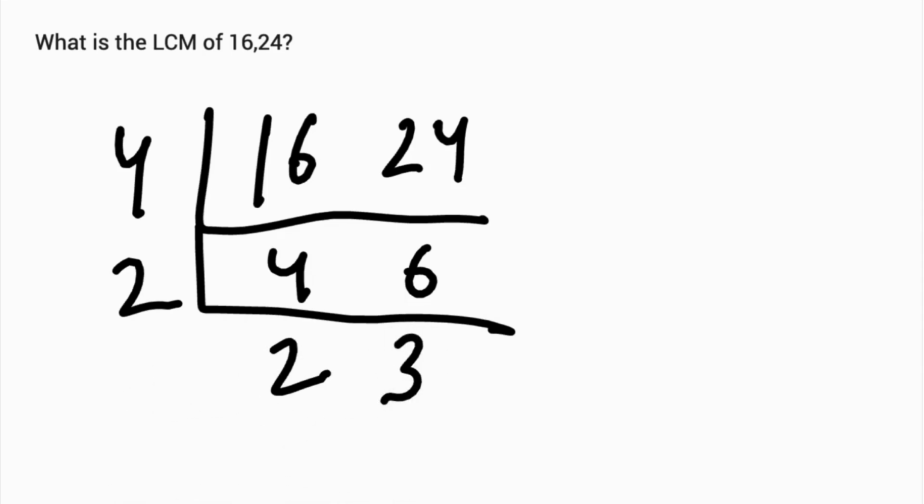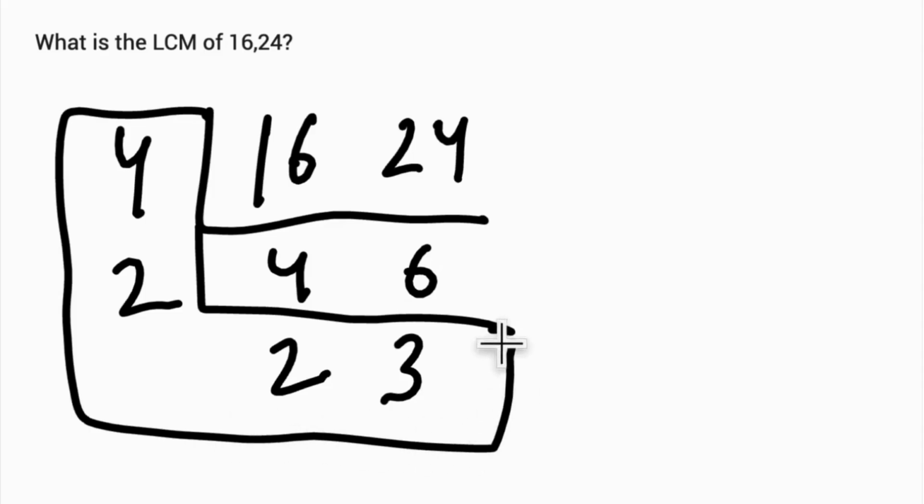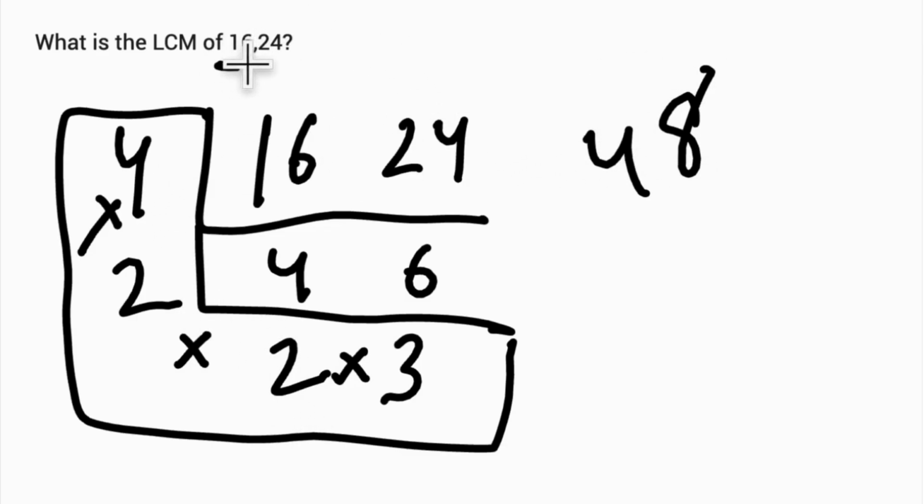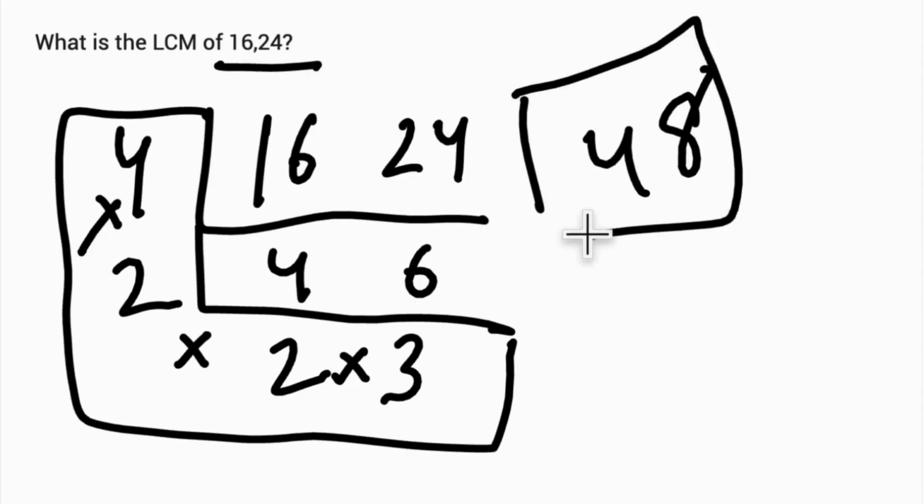So usually to find the GCF, now that we don't have any more common factors, you would multiply the numbers on the left side, which is 4 and 2. But now what you have to do is multiply everything that's left. So that includes the 3 and 2. So 3 times 2 times 2 times 4. So 3 times 2 is 6. 6 times 2 is 12. 12 times 4 is 48. That means the LCM of 16 and 24 is equal to 48.